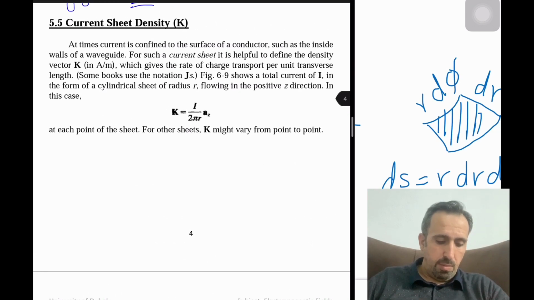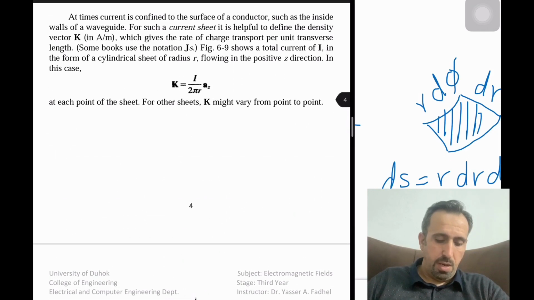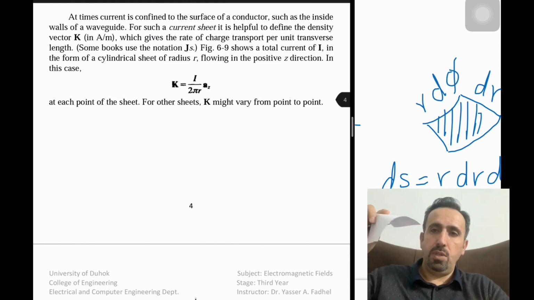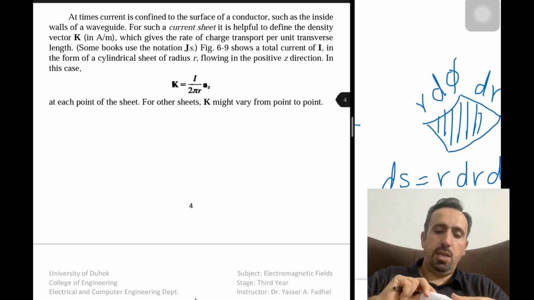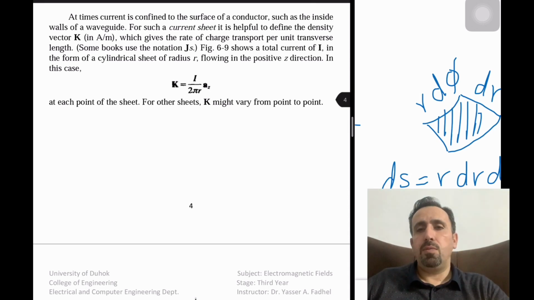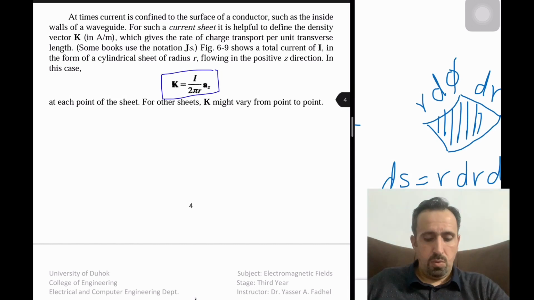He's talking about this figure 6.9, as I discussed here on this piece of paper, that if you fold it, it will be like a cylinder, and your current will be flowing through this cylinder. For that reason, to calculate the current sheet density, you have to divide the amount of current over the circumference. How much is the circumference of a cylinder? It is 2 pi r. For that reason, without any doubt, K will be equal to A over 2 pi r.